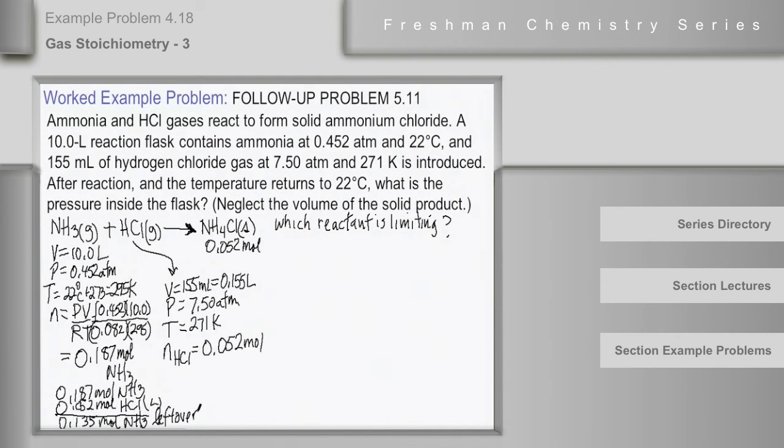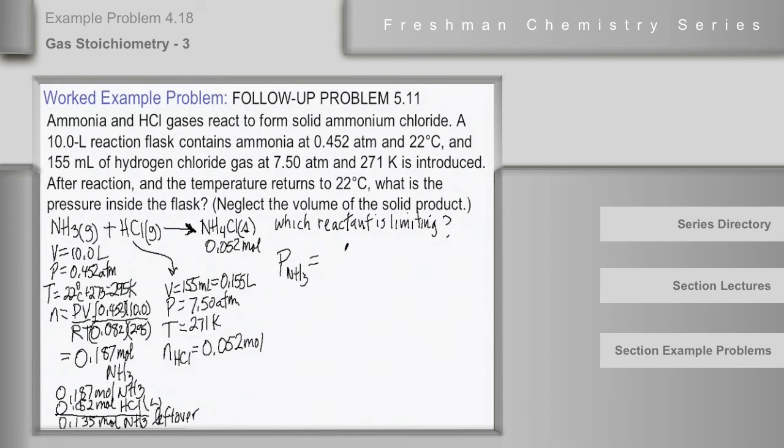So we've taken advantage of the stoichiometry of the reaction. We've calculated the number of moles of ammonia and the number of moles of HCl. We found out the number of moles of HCl is smaller, therefore it's limiting and will be all consumed, and there will be 0.135 moles of ammonia that remain after the reaction is over. Now the question is, what will be the pressure of the ammonia after the reaction is over?